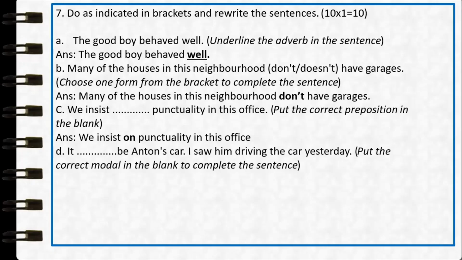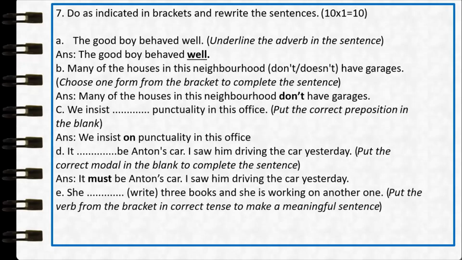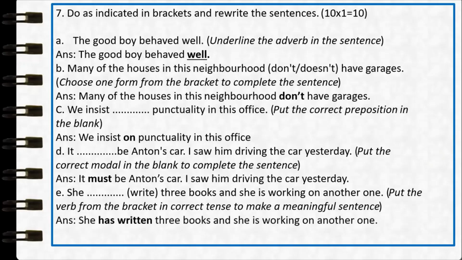Number D. It did not be Anton's car. Looking for a modal verb, the correct modal verb. So it must be Anton's car because I saw him driving the car yesterday. She, has, 3 books. Looking for the correct form of the verb. Writing the book is an achievement, and achievement demands present perfect tense. Therefore, you say, she has written 3 books. Okay, 5 questions done, 5 more to go.